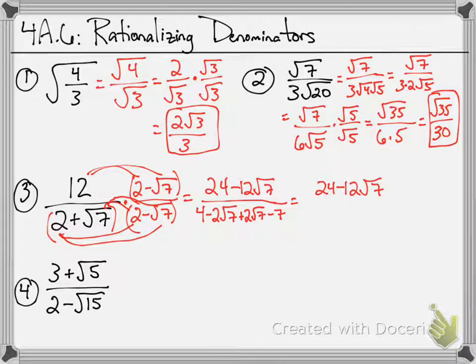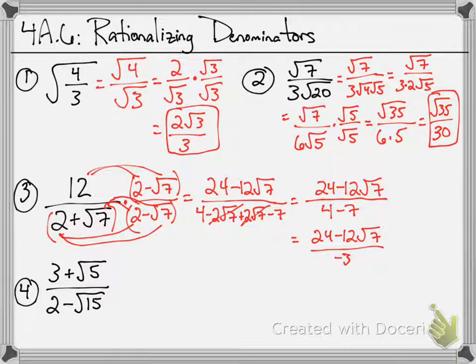I'm stuck. But in the bottom, you'll notice my 2 square root terms, negative 2 square root 7 and positive 2 square root 7. I can combine them together. They're opposites. They're going to cancel out. So all I'm left with is 4 minus 7. So I then end up with, if I continue to simplify, 24 minus 12 square root 7 over negative 3.